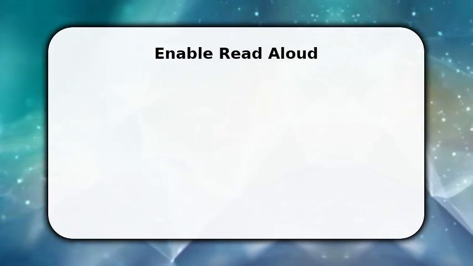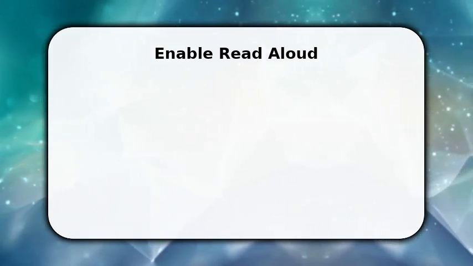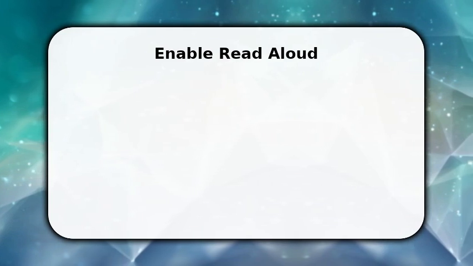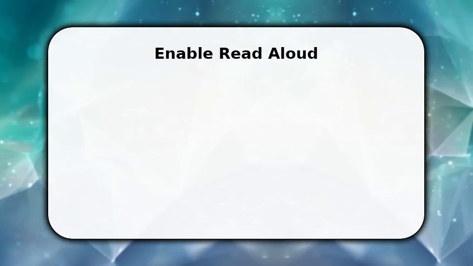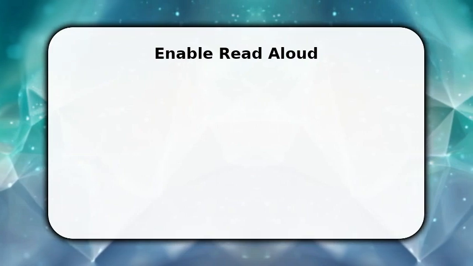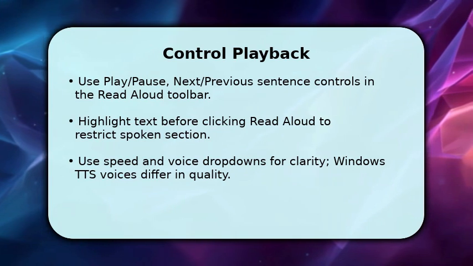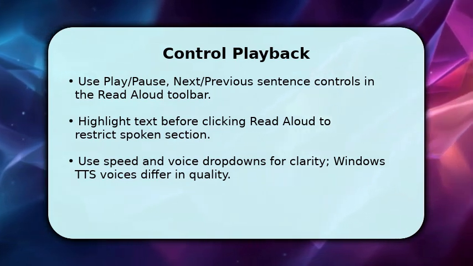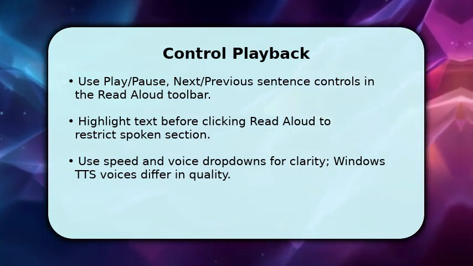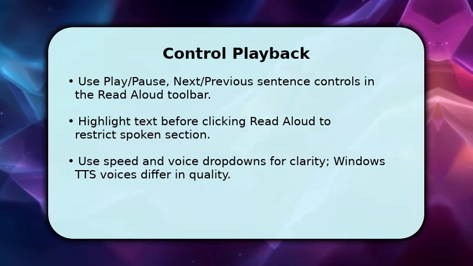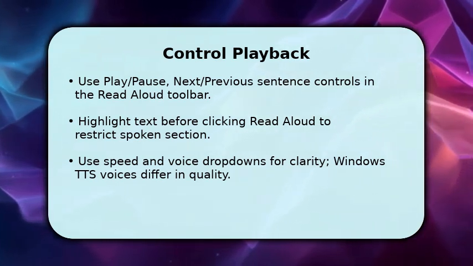You want a natural voice at a comfortable speed, so test briefly, listen to a paragraph and tweak until it sounds right. Once Read Aloud is running, you control playback directly. Use play, pause, and jump controls to navigate sentences and paragraphs. If you only need a section read, highlight that text first and then start Read Aloud. Word will speak just the selection.